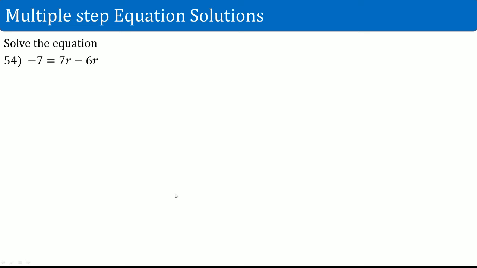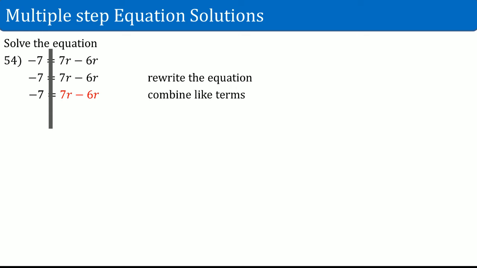Next, negative 7 equals 7r minus 6r. Rewrite the equation, draw the line straight down. Notice that there are some like terms. 7r minus 6r becomes just an r. You're done.